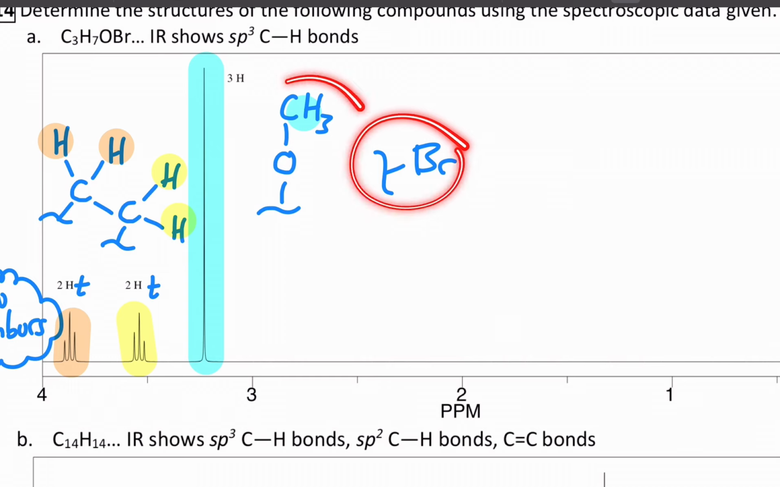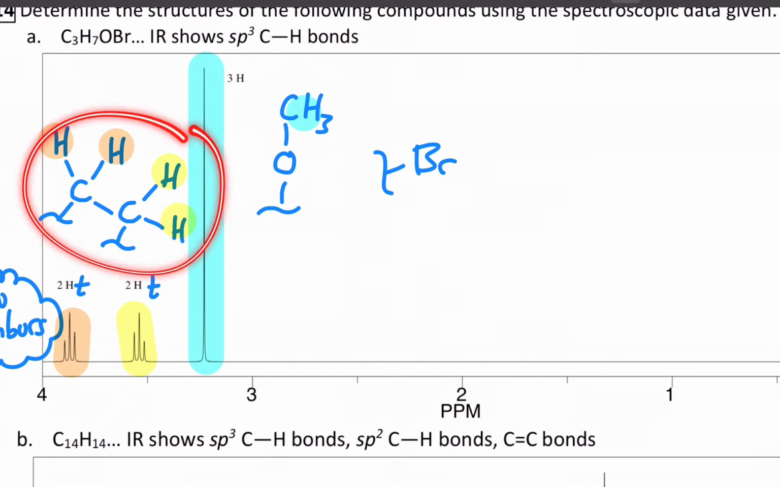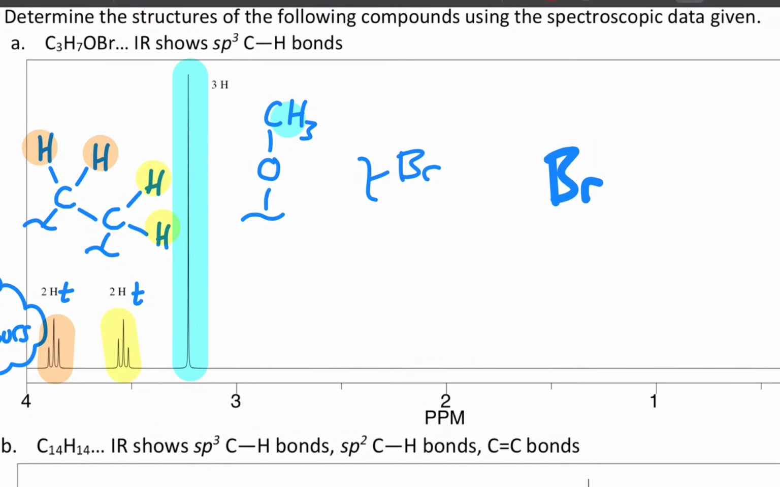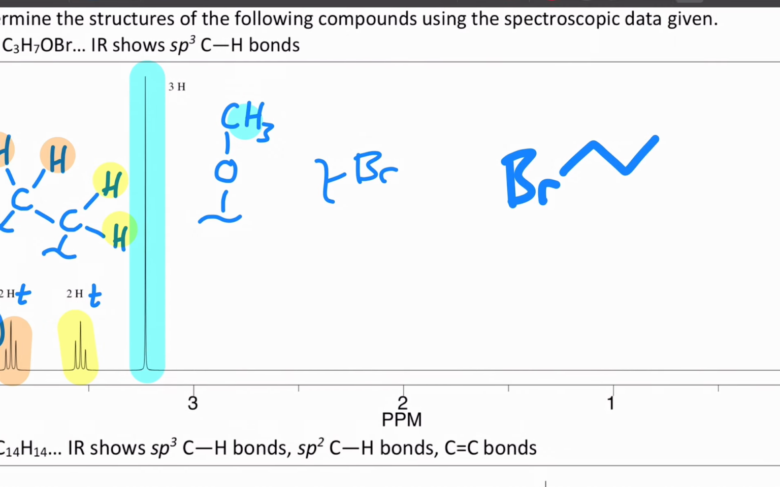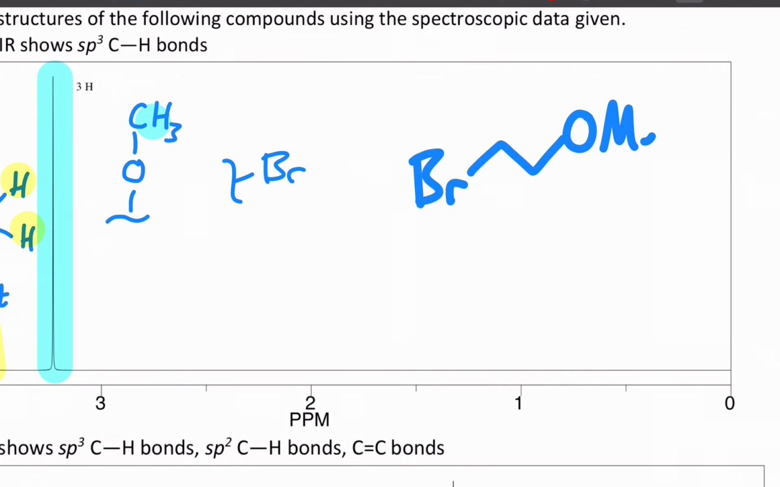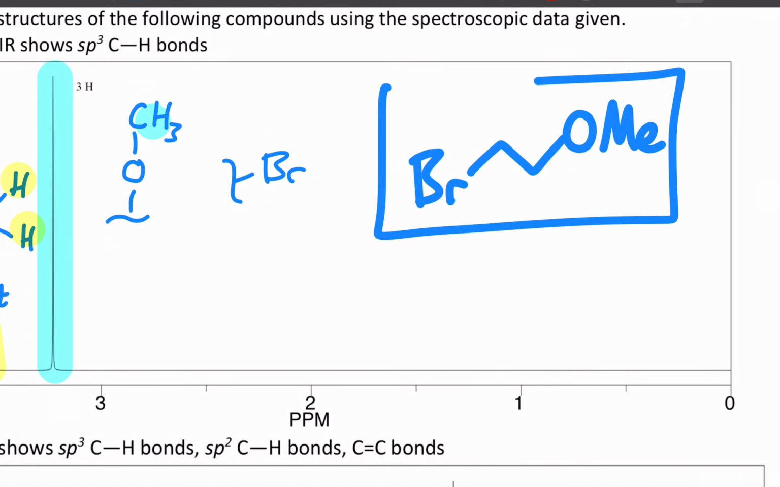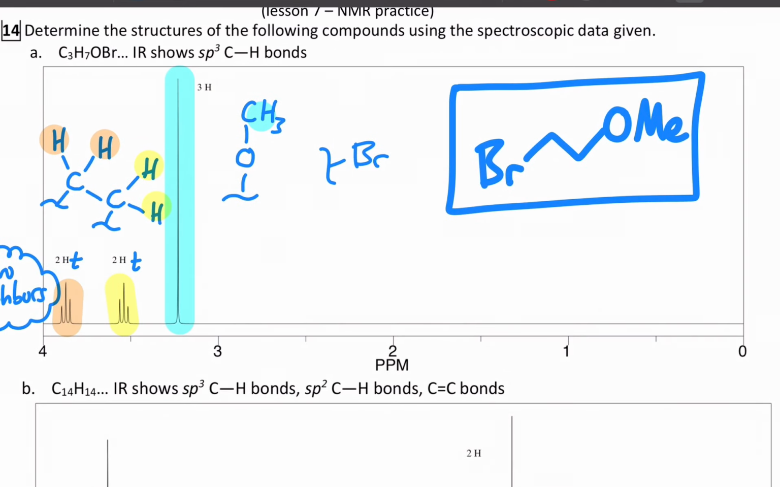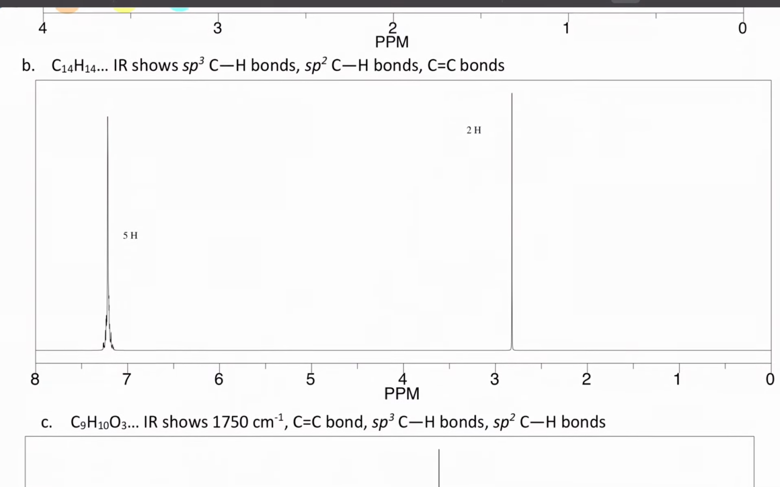I have 2 pieces that end up capping off the ends of this CH2-CH2 group. So if I draw it as a line structure, I'd have a bromine, CH2, CH2, and then an O-methyl. And then I can just confirm, do I have a 2 hydrogen triplet, another 2 hydrogen triplet, and a 3 hydrogen singlet? Yep, that's exactly what we have, and that is indeed the structure. So let's try another one, and then we'll let you try one.